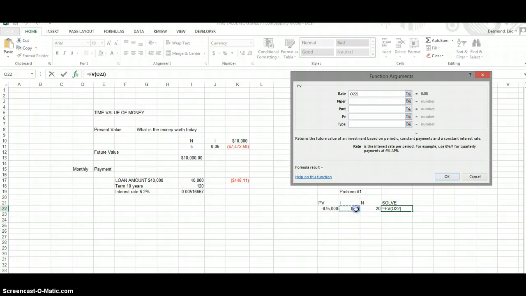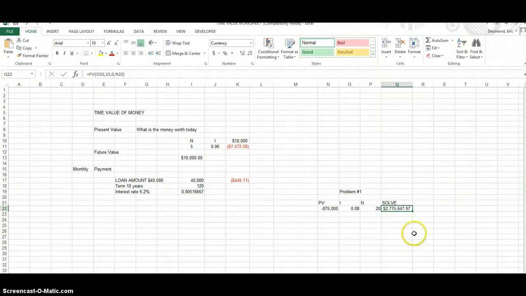you take the rate, number of periods, it's actually 15 for now, payment is 0. We want to put this as negative 875 because it's money going out to an investment, and then we hit solve, and that should come up as 2,775,000. Then redo it for 20 years, and then go on to problem 6 to see if you can get that correct. Thank you.